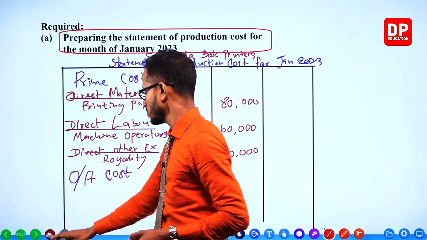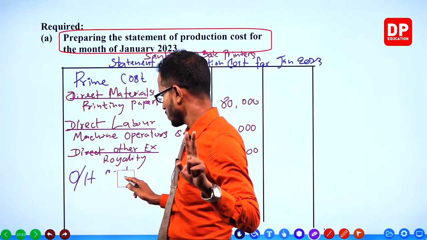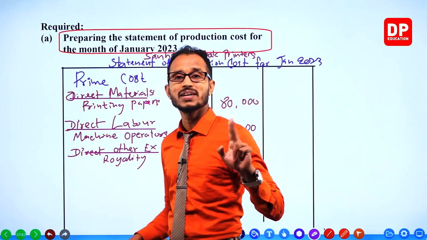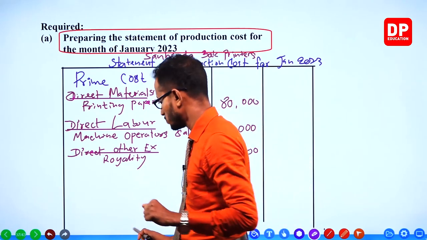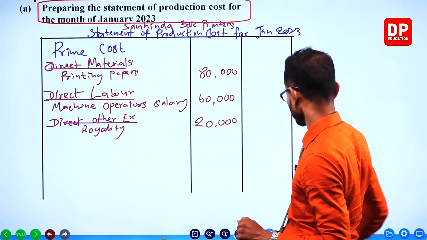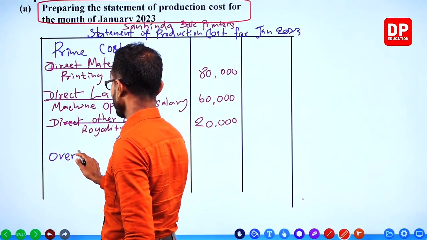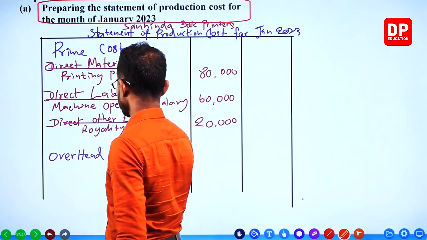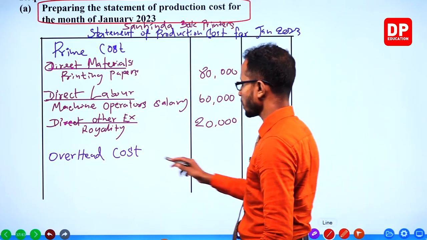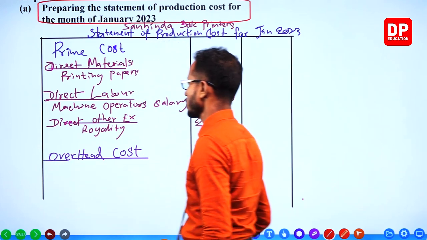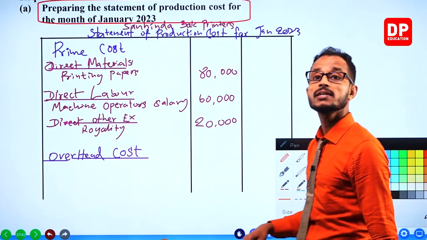Don't write OH. You have to write the full name, the full form. I'm just using short forms to make it quicker, but don't use short forms, okay? Do write the name: overhead cost. Right. Take all the indirect.